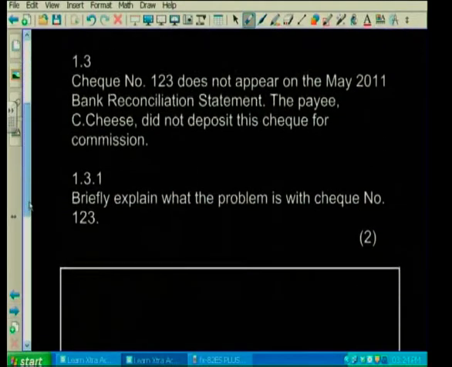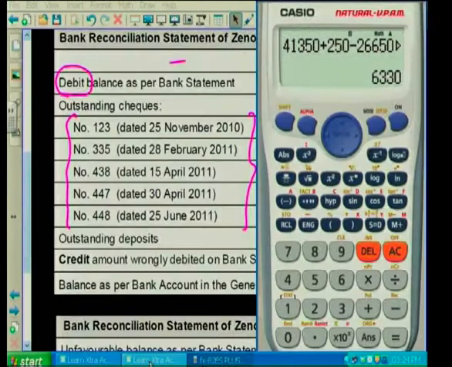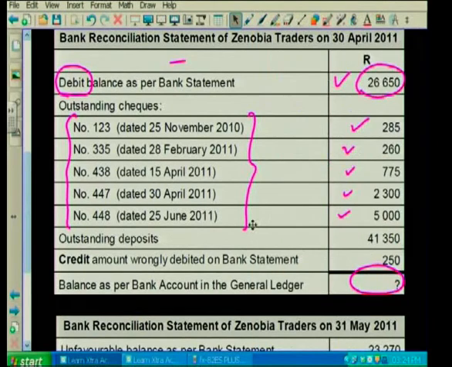It says there, check number 123 does not appear on the May bank reconciliation statement. The payee, C. Cheese, did not deposit this check for commission. Briefly explain what the problem is with check number 123. Okay, let's find check number 123. There goes. Check number 123.